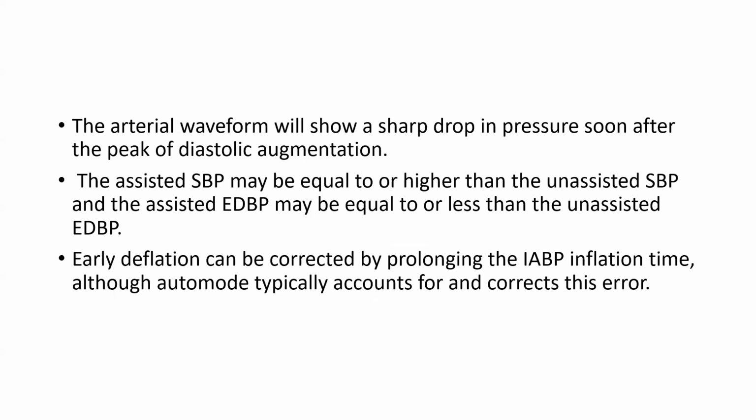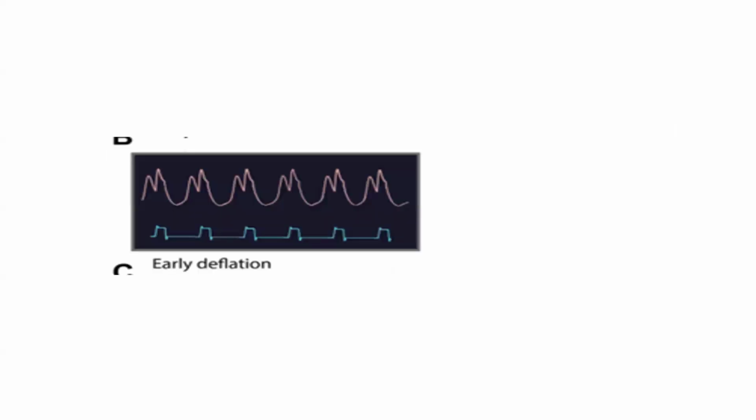The assisted SPP may be equal to or higher than the unassisted SPP, and the assisted end diastolic blood pressure may be equal to or less than the unassisted end diastolic blood pressure. Early deflation may be corrected by prolonging the IABP inflation time, although auto mode typically accounts for and corrects this error. This is the diagram showing early deflation.